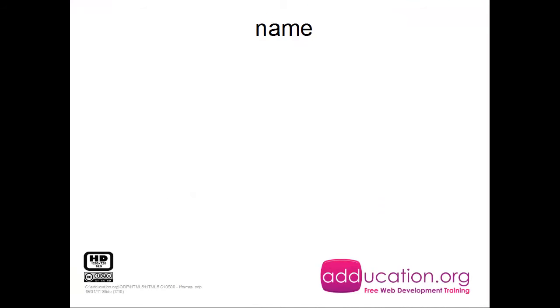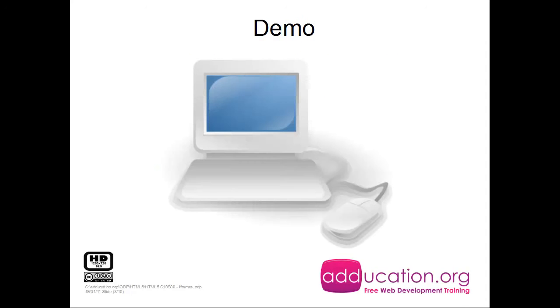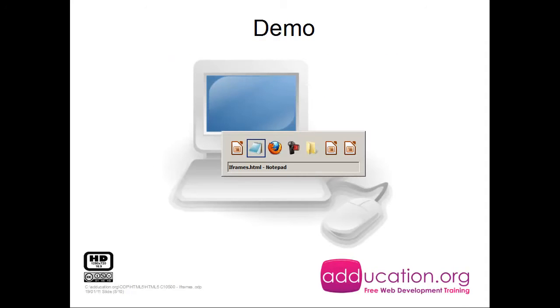Now, next one comes the name. When you have multiple iframes, and you can have multiple iframes, it's a must to have names with a navigation. You use the attribute name for it, and here comes the identifier for the iframe. Let's see how that will work.